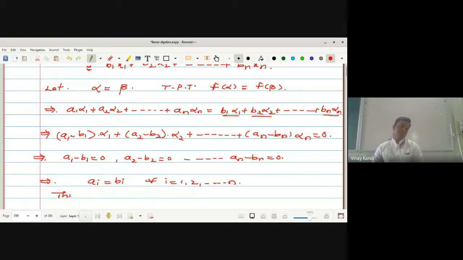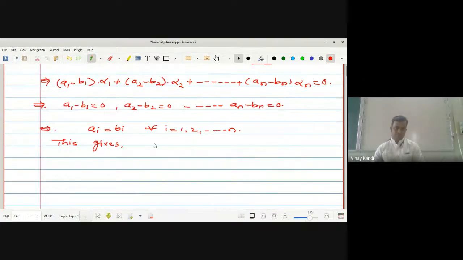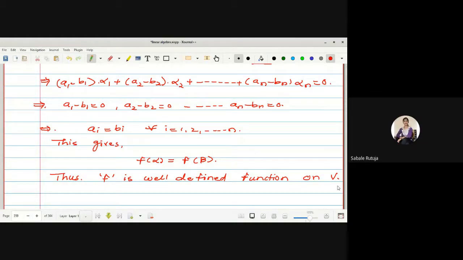So this gives a1 is equal to b1, a2 is equal to b2, up to so on an is equal to bn. This implies f of alpha is equal to f of beta. So this gives f of alpha is equal to f of beta. Thus f is a well defined function on capital V. Any doubt up to here? No, sir.